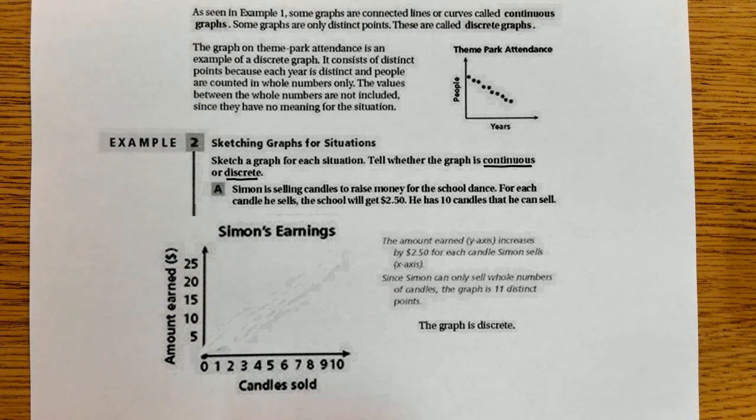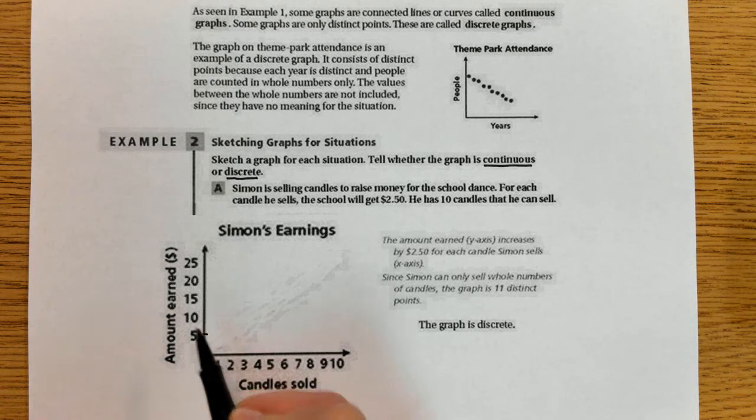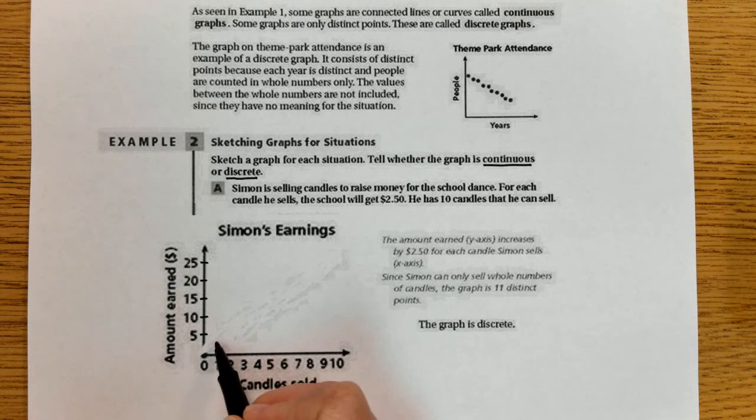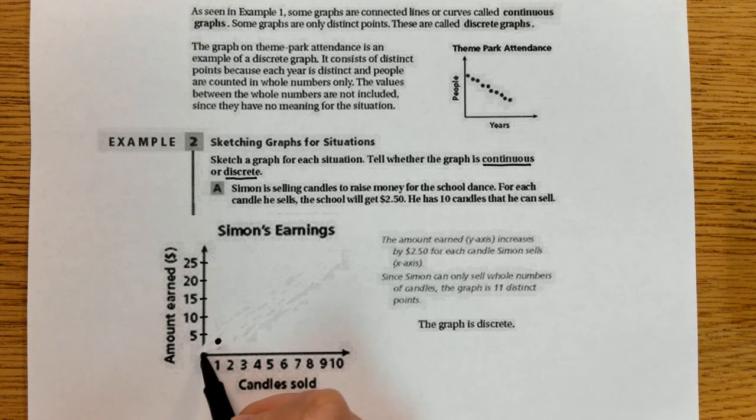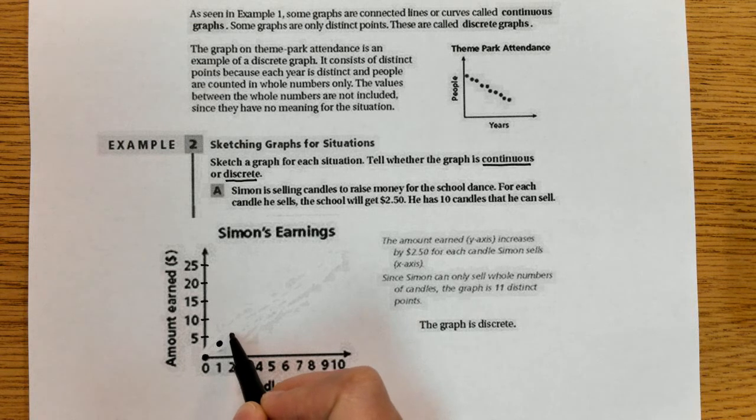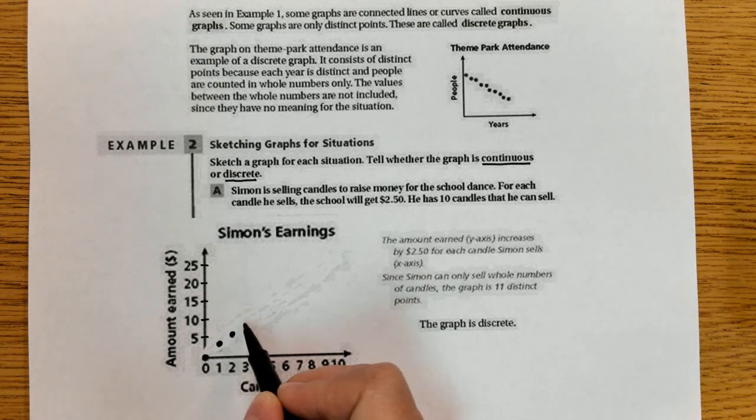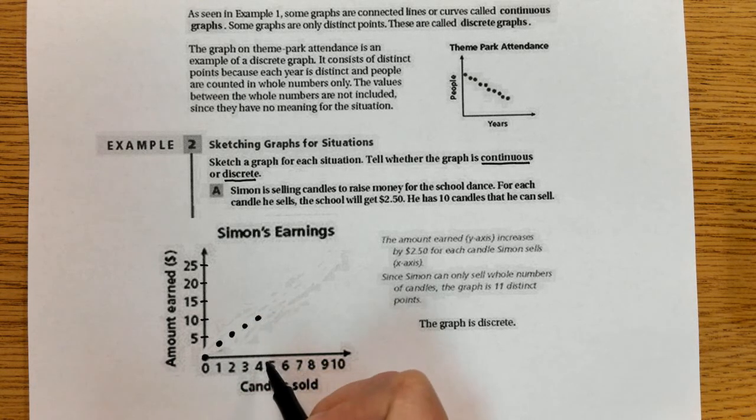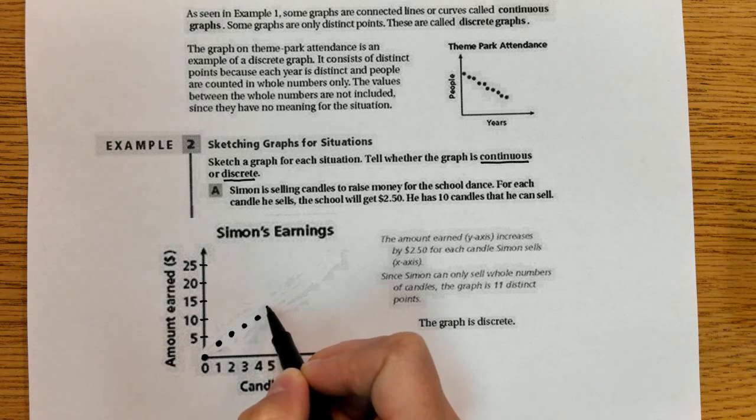So here, okay, if you want, you can create a table to help you with this. So for one candle sold, we know he's going to get $2.50. Okay, so 5 is here, 10, 15, 20, 25. So one candle is $2.50, so that would be right here. 0 candles, $0. Okay, 2 candles would be $5. 3 candles, $7.50. 4 candles, $10. 5 candles is $12.50, so about right here.